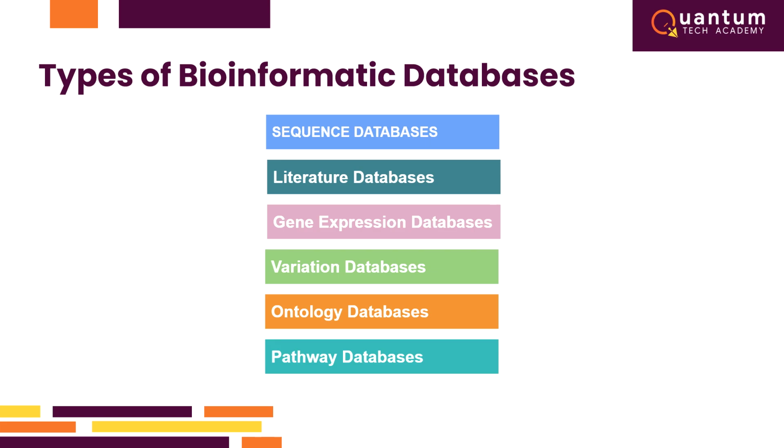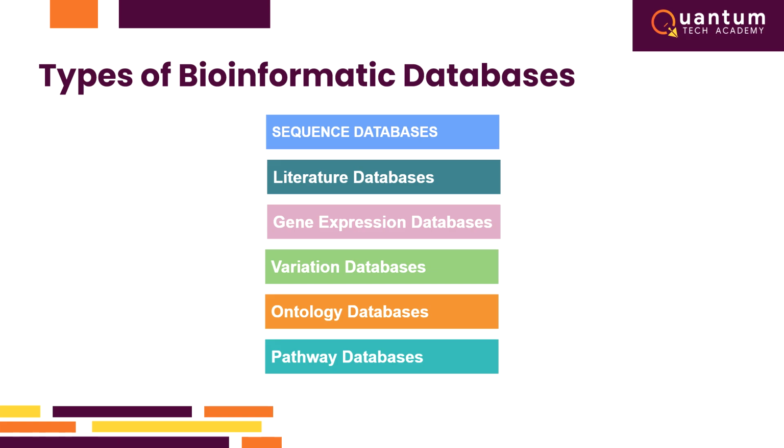Now, let's talk about the types of bioinformatic databases. There are many types of bioinformatic databases. When we talk about the types of databases on the basis of the information, there are primary databases and secondary databases, there are databases which are organism specific, and there are databases which are disease specific. But this particular slide explains the databases on the basis of some features.